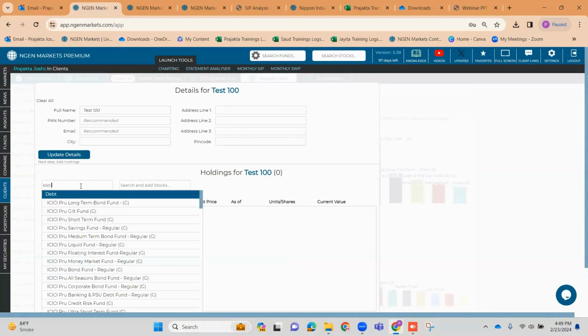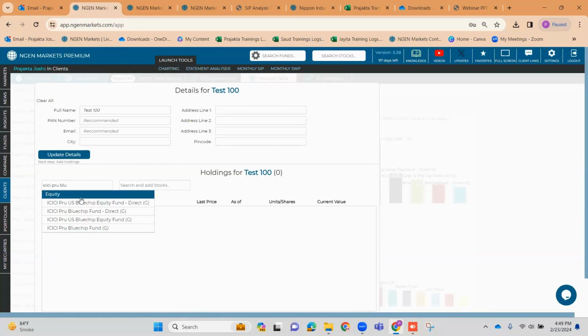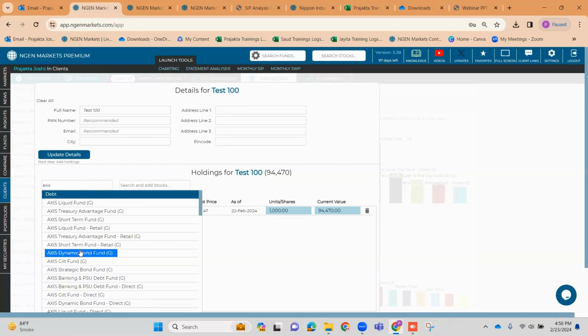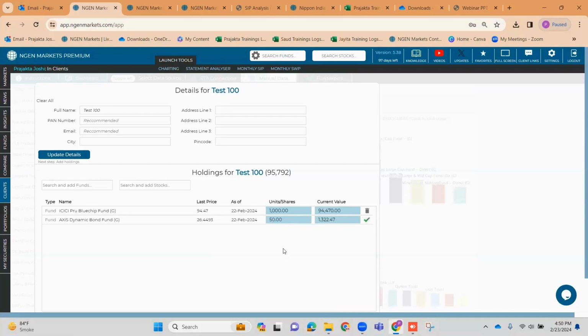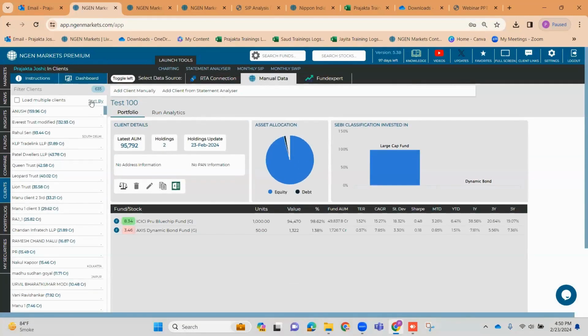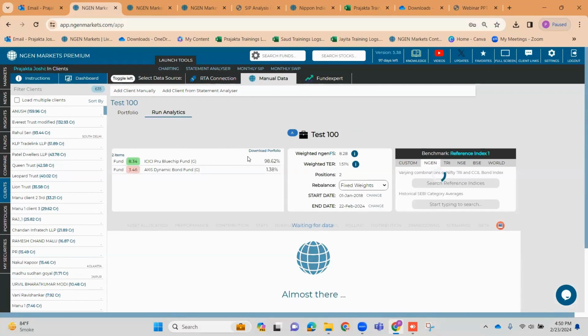Let's say I approve blue chip. The moment you add the fund, you either put in units or you put in current value. The other field will automatically get captured. For example, I know for a fact that it's 1000 units of the blue chip fund. You put in units, and current value will automatically get captured. You can add as many funds as you want. This is the manual data entry option. Let's say it's a 2-fund portfolio, and this is the only portfolio I want to create. I click on done. This portfolio will be created in this manual data tab only. The moment you click on run analytics, the entire detailed portfolio analytics will run on this particular portfolio.